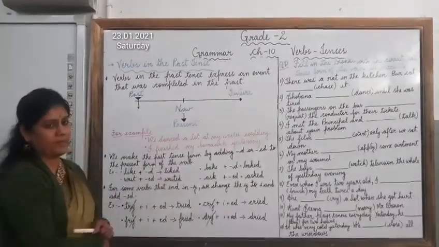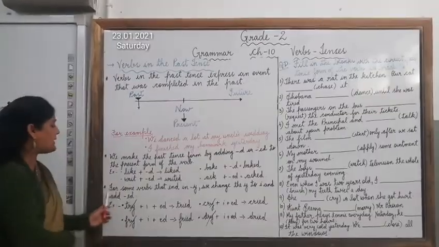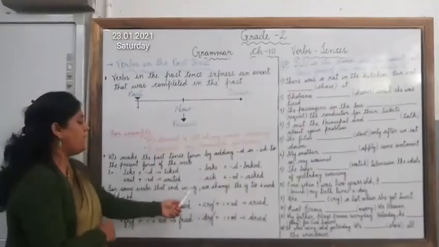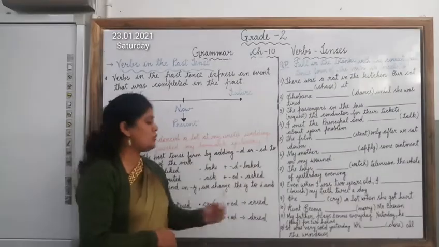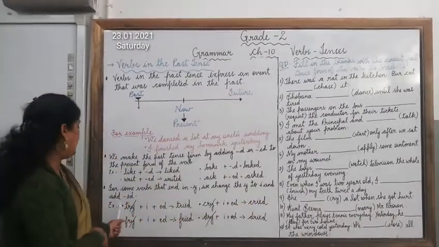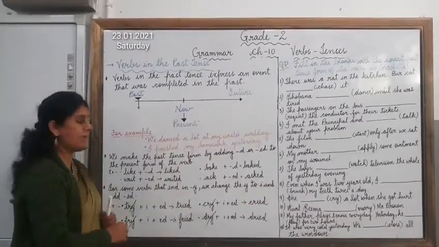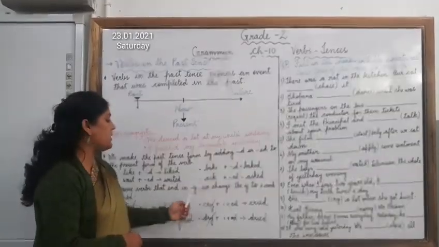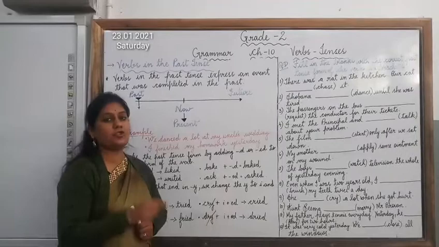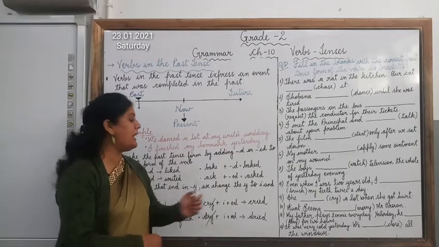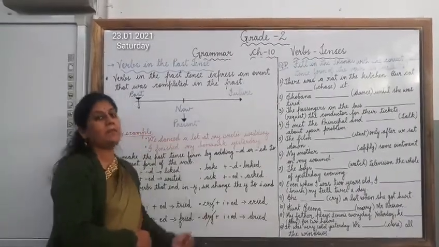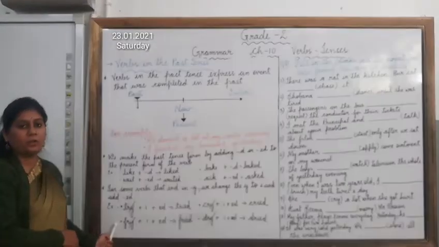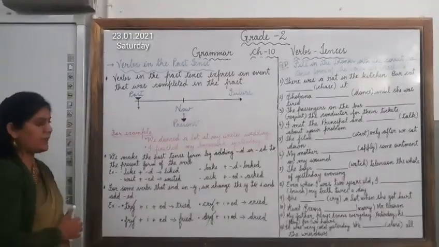Now here are some more verbs given to you that end in y, and we change the y to i and we add ed. I repeat this once again. For some verbs that end with y, we drop the letter y and instead of y we add i and we add ed also. Here are examples given to you. Let us understand with these examples.